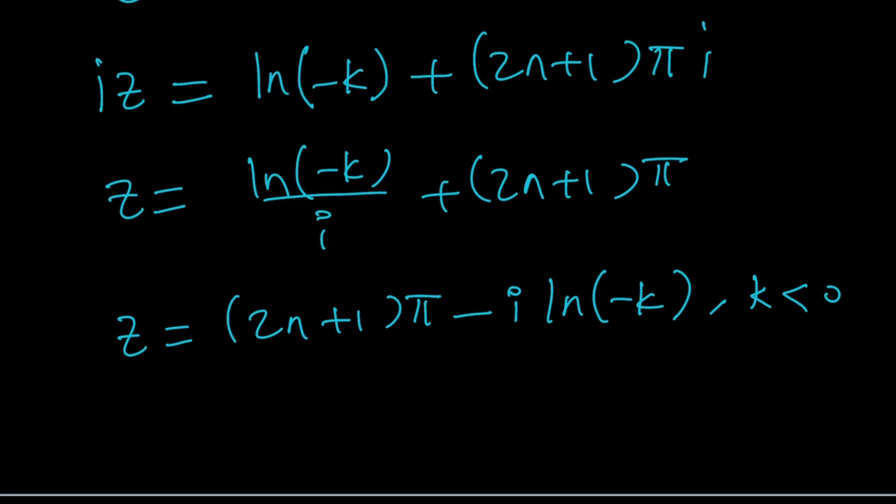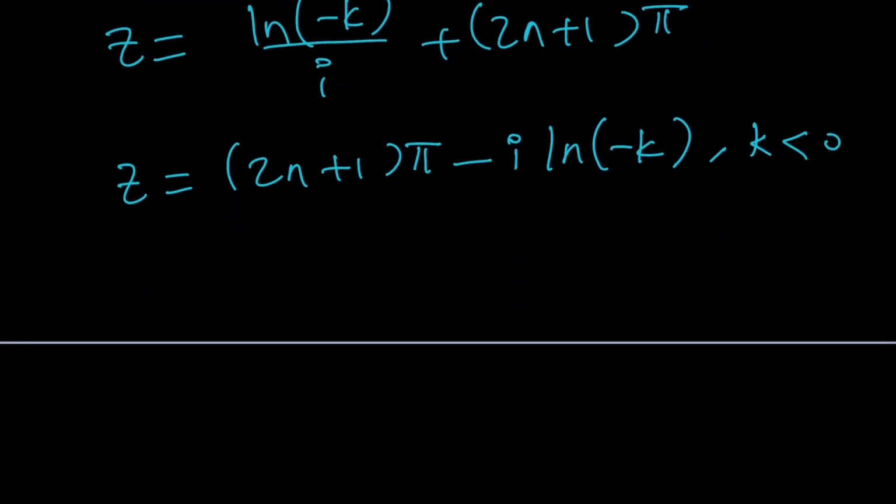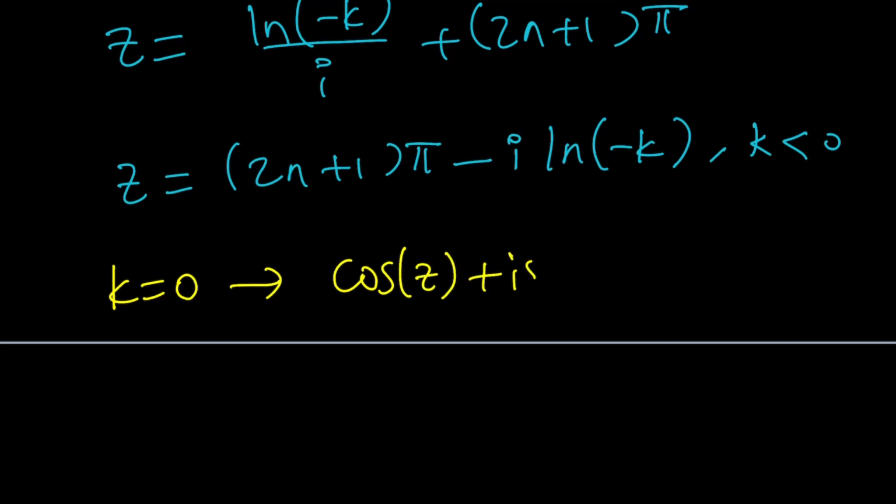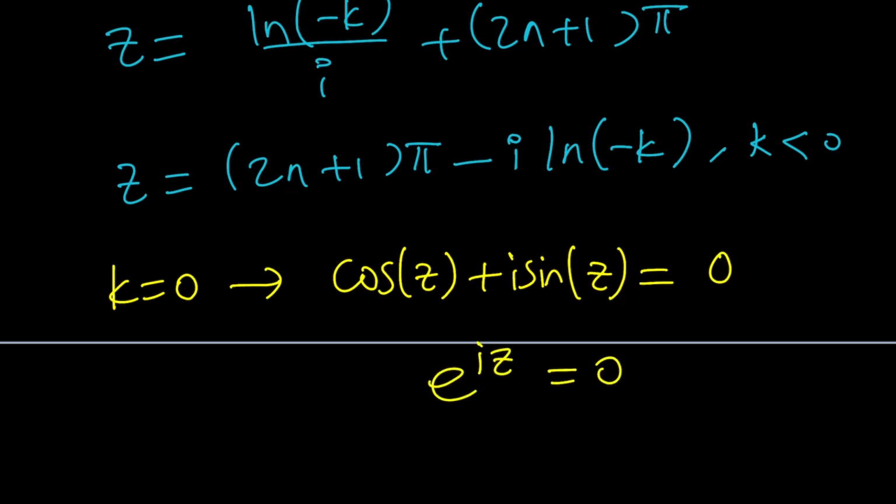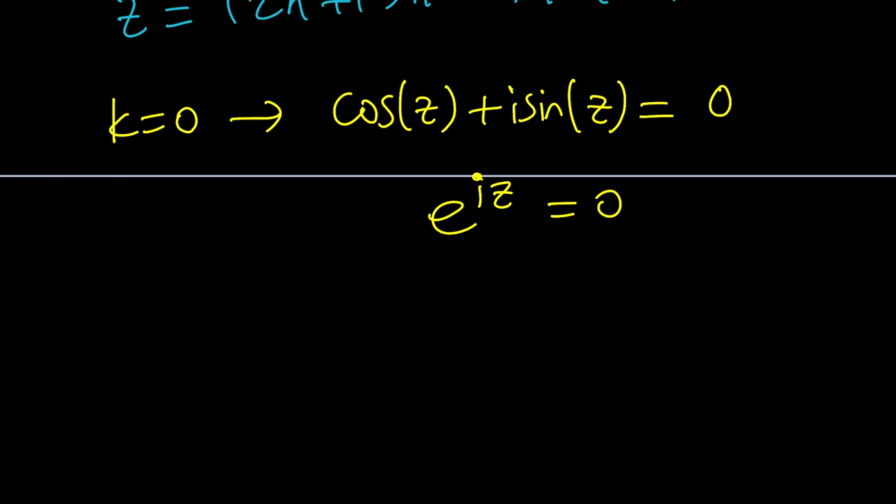Make sense? What happens if k is equal to 0? In my opinion, if k is equal to 0, then we get something like cosine z plus i sine z equals 0, or e to the iz equals 0. But I don't think this equation has any solutions, even in the complex world. Therefore, we're not going to get any solutions.